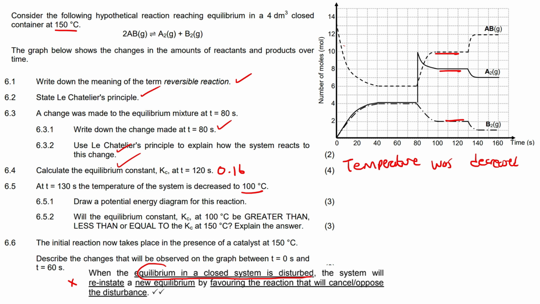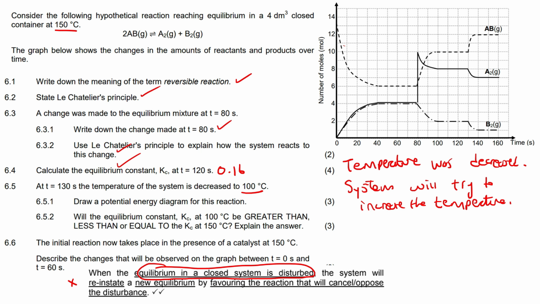So what does Le Chatelier say? When equilibrium is disturbed, as it was, the system will try to oppose it. So what's the system going to try to do? Of course, it's going to try to increase the temperature. How does a system increase a temperature? A system increases a temperature by going exothermic, because exothermic releases a lot of heat into the environment. So we can say that the exothermic reaction will be favored.